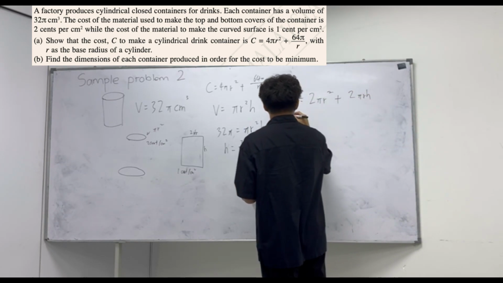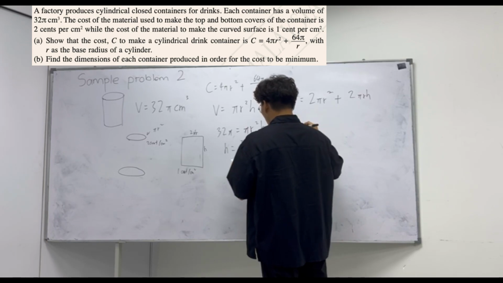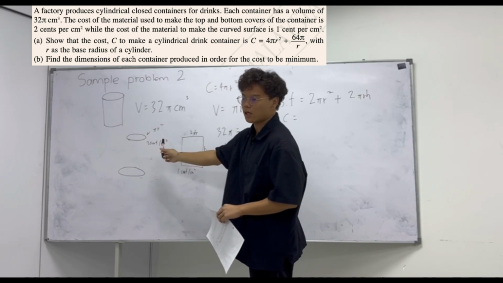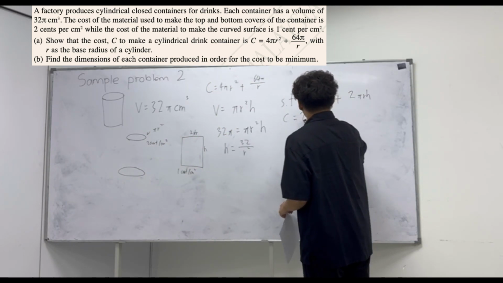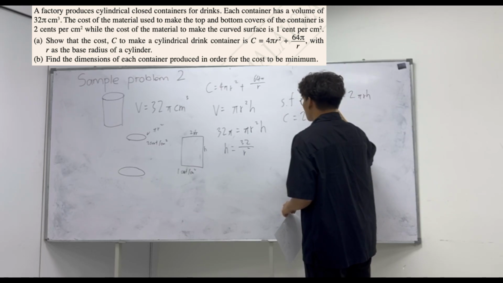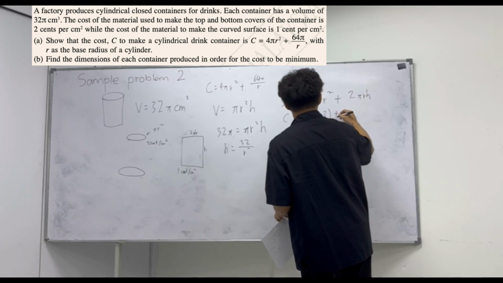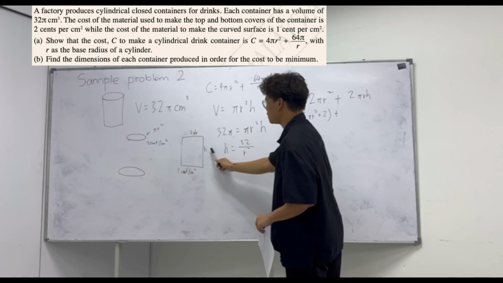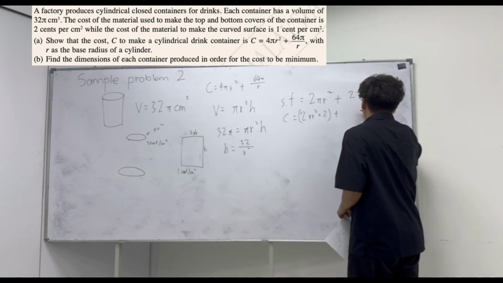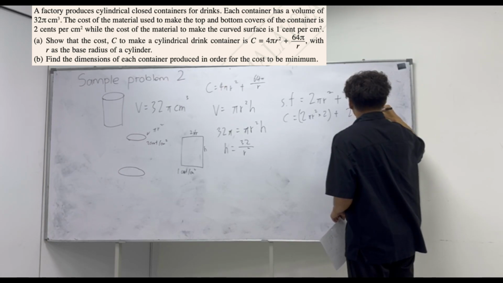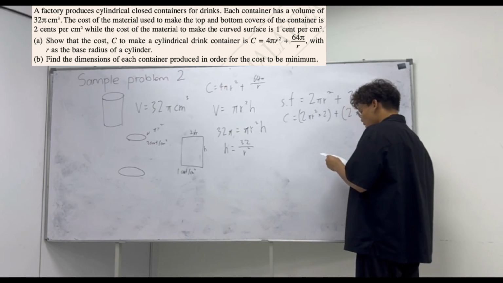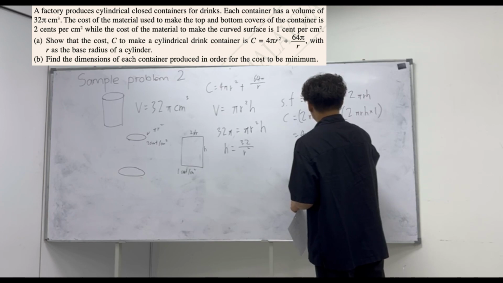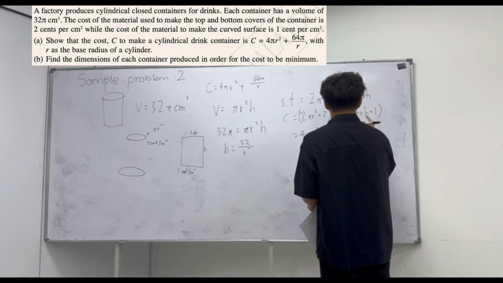Next, we can find the cost. Since the top and bottom are 2 cents per cm squared, we times 2 pi r squared by 2, plus the curved surface, 2 pi r h, at 1 cent per cm squared, so 2 pi r h times 1. After we times 2 times 2 is 4, we get 4 pi r squared plus 2 pi r h.